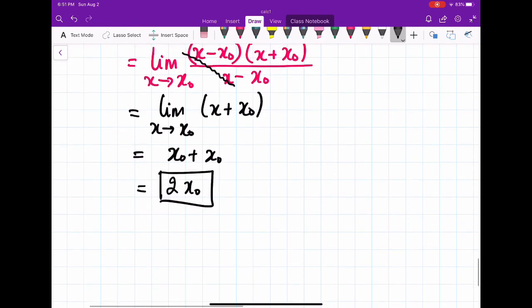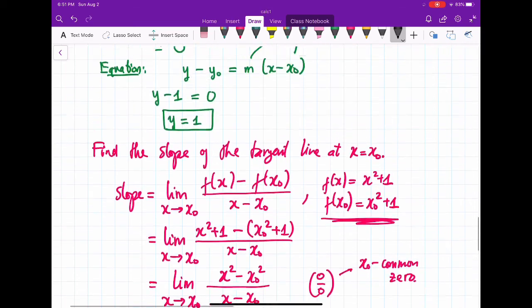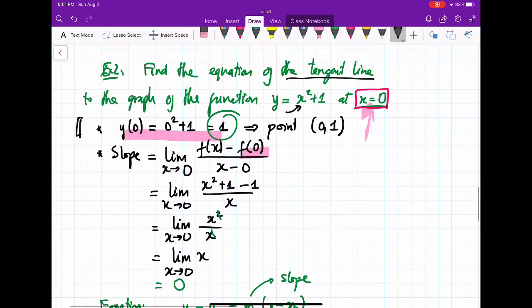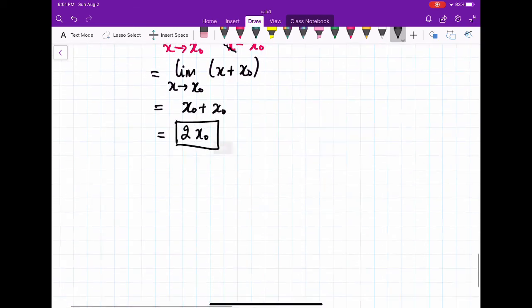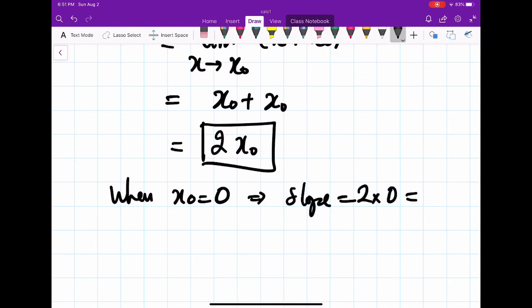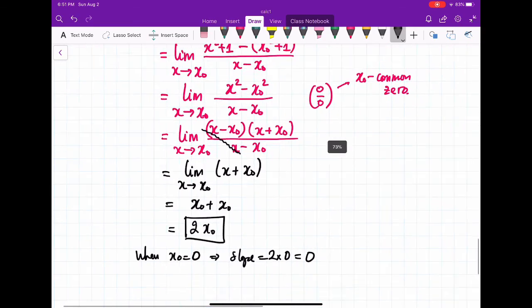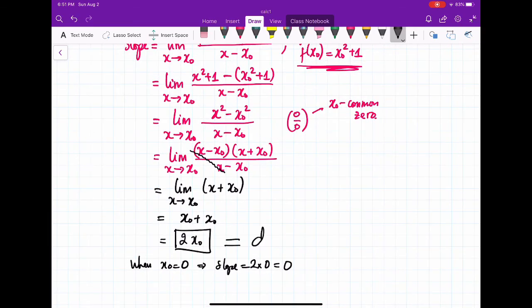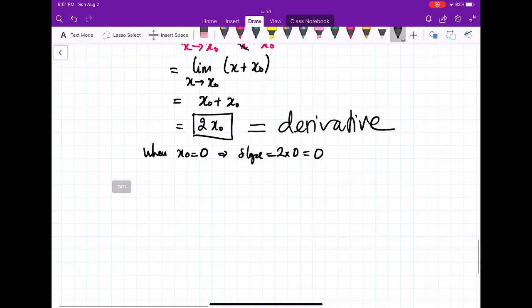Okay? If you go back to the previous example, when x0 equal to 0, you just plug 0 into this formula, and the slope is equal to 2 times 0 equal to 0. You see? That is the most important thing in this chapter, right? You need to find the slope. But in this case, what is that? That is the derivative. So let me summarize, right?